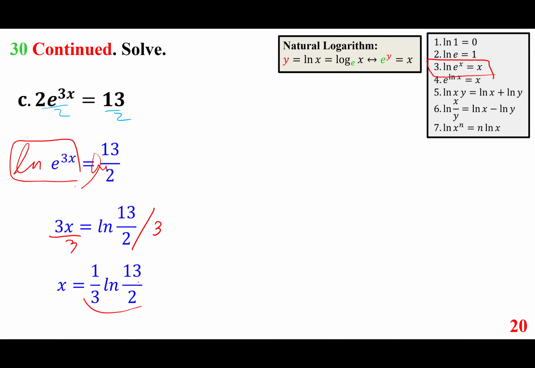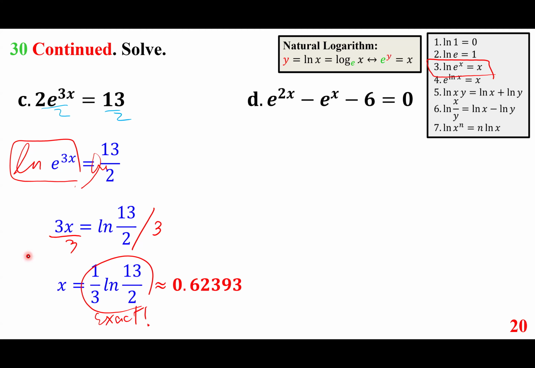Now, this is the exact answer. Always write your exact answer. If you put it into a calculator with a bunch of decimals, you get 0.62393. Bear in mind, if they don't ask you for how many decimals, that means they want exact. Okay. Now, you may recognize this as, in essence, a quadratic in form, or you may not. If you recognize it, you want two numbers.